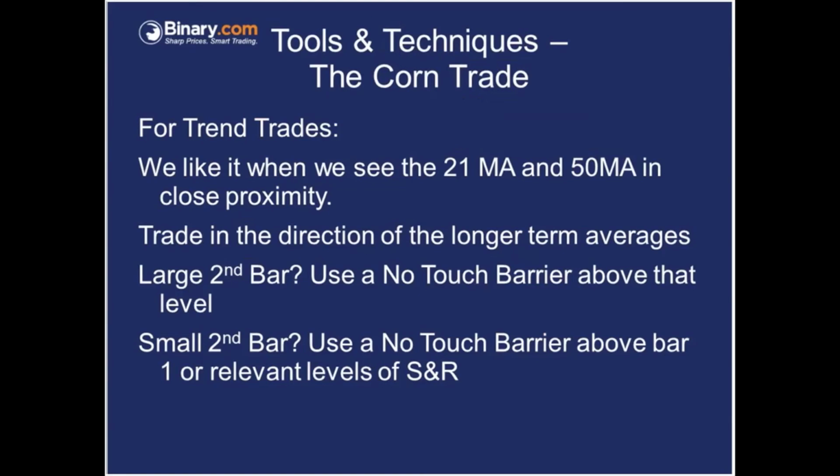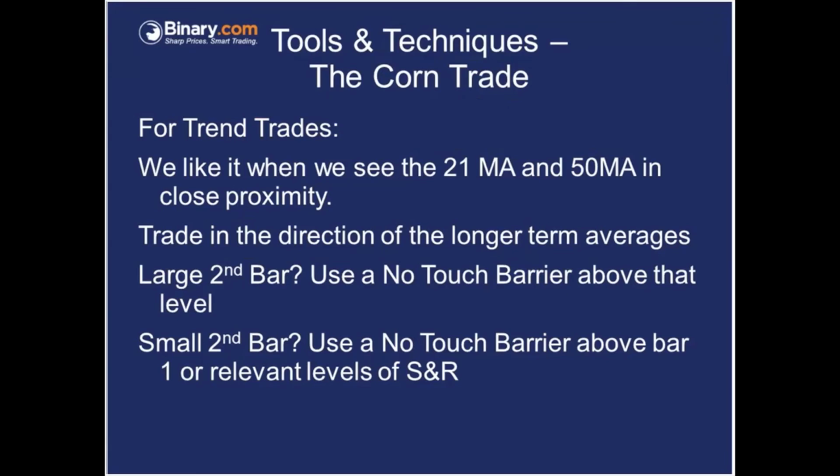So just the last couple of slides, just to finish. I know we're overrunning just a little, but as I said, I like to see the 21 period moving average and the 50 and the 100 very close. That gives me a bit more confidence to trade in the direction of those longer term averages. If you've got a really large second bar, you can use that no touch barrier above that. But if the bars are very small, then maybe you might want to put it behind both bars, or a relevant level of support and resistance.